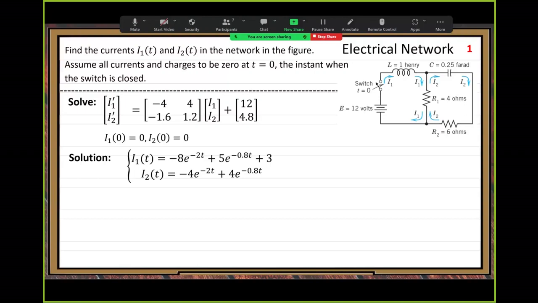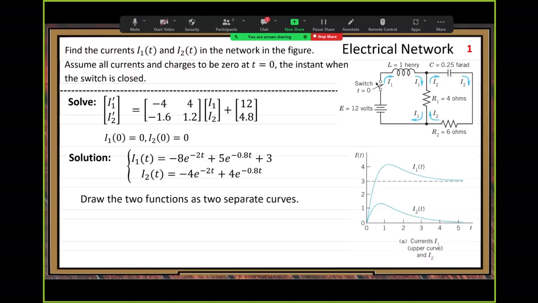Now, next question. We can draw the graphs: the I1 graph and the I2 graph, each as a function of t. These are two separate curves, so you can see them like that. You can get some information from the graph about how the electric current changes. For example, convergence.